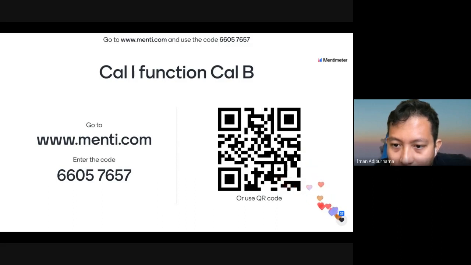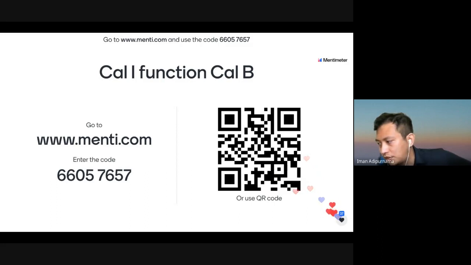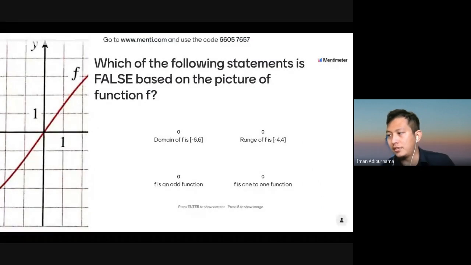Okay. That's okay. This is just a small fun quiz, not really a quiz. Okay, I will start now. Which of the following statements is false based on the picture of the function? You need to see your phone.